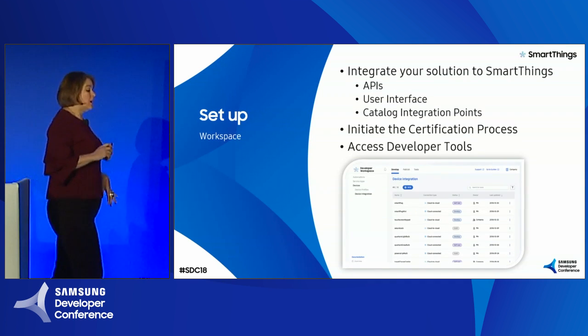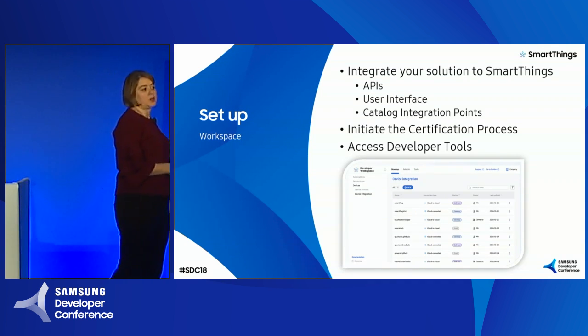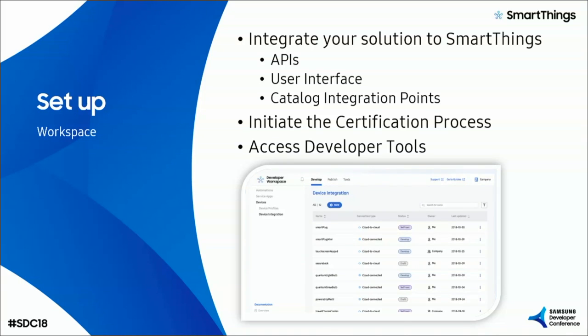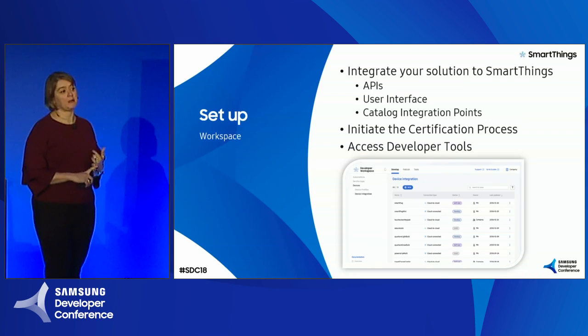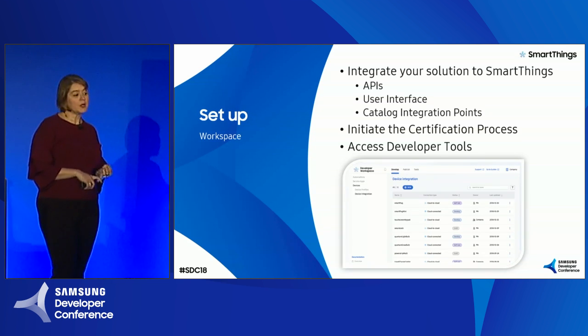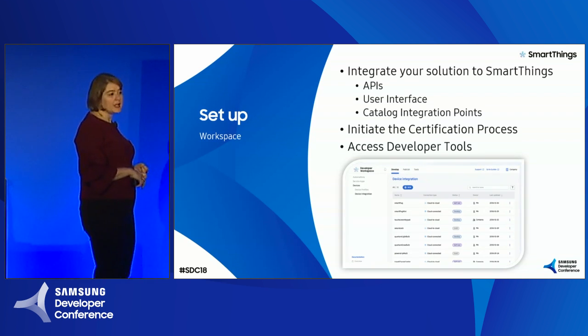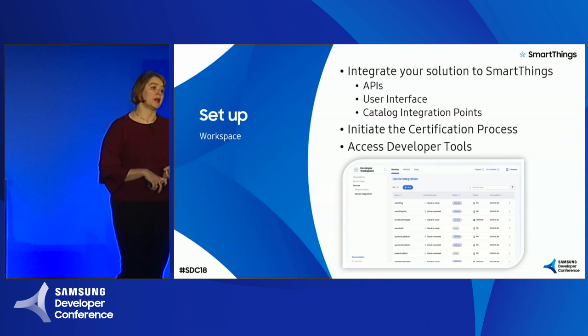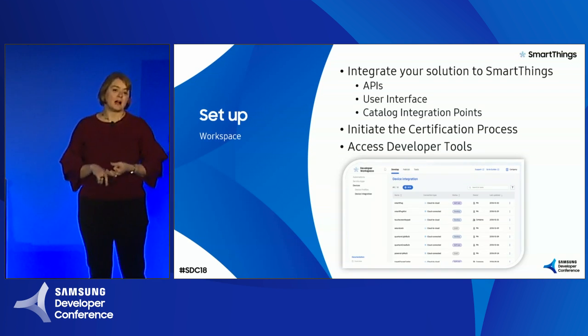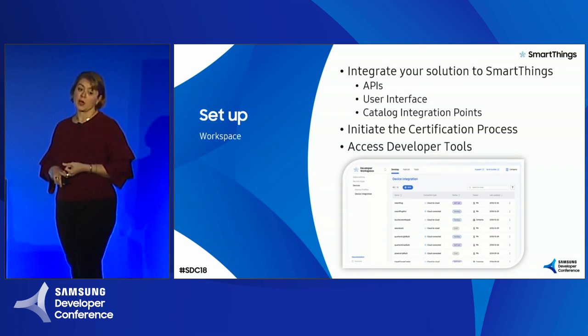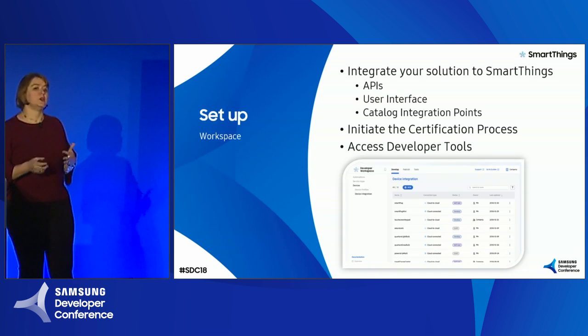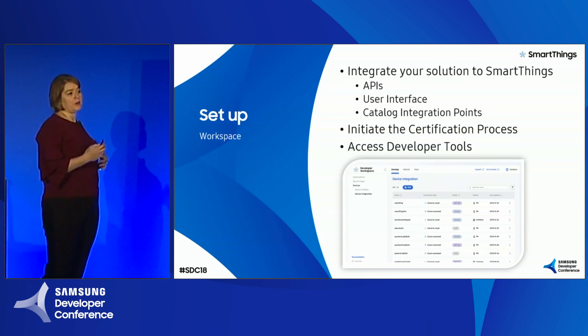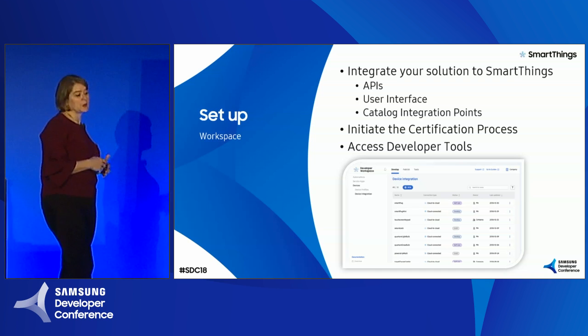So getting in, once you've built your solution and you've got it up and running, we are going to want you to integrate your solution. We're asking that you do that via Workspace. A couple things happen there. First of all, we get the API integration covered. We have the user interface into the SmartThings mobile app generated from there, and then we have the catalog integration points generated as well. So it's really important that we do have that workspace leveraged appropriately for the solution.